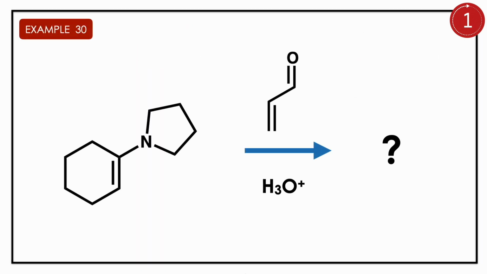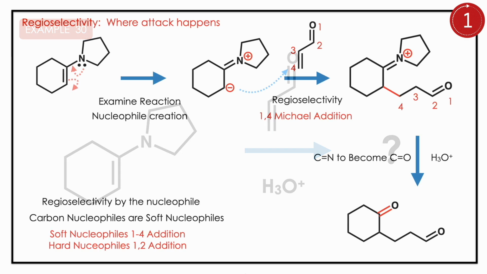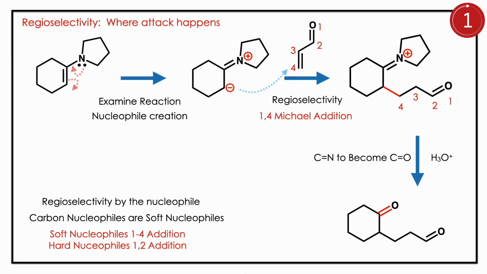Then the next example, you have cyclohexene which is attached with tetrahydropyrrole and you have a conjugated ketone. You are doing acid hydrolysis. You should find what will be the final product. The reaction will be an enamine reaction. First step will be the mesomeric nitrogen creating the nucleophile.